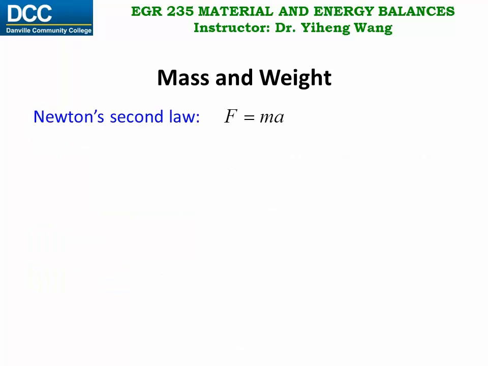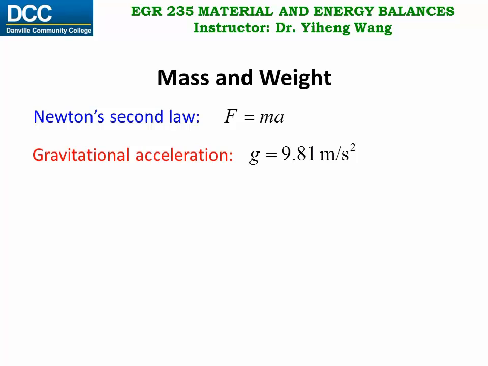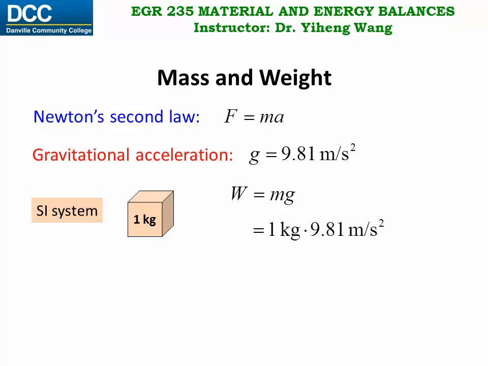So how do we determine the weight of an object? For that, we need to know the gravitational acceleration constant, which technically is a variable but normally takes the value of 9.81 meter per second squared in SI unit system. And you probably know this already. Therefore, in SI unit system, for an object with a mass of 1 kilogram, its weight is calculated by this equation. Its mass is 1 kilogram, g, the gravitational acceleration, is 9.81 meter per second squared. Therefore, the weight force is 9.81 Newton.